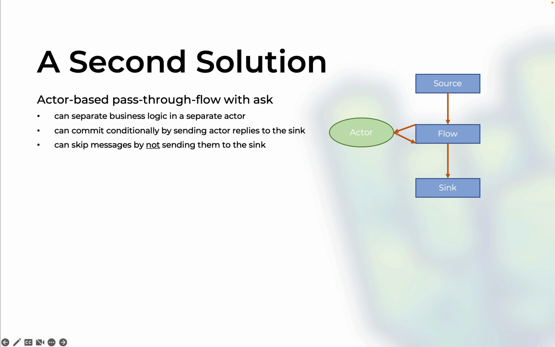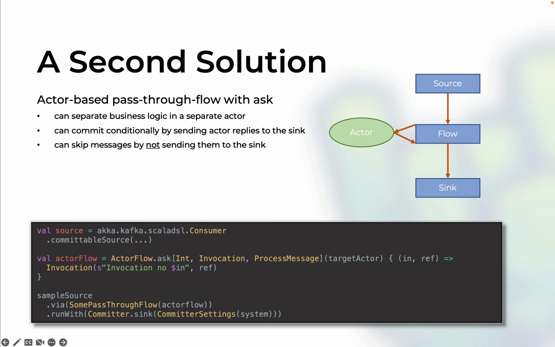Kafka commits itself. The code would look something like this, where the source and the sink would look very similar, but in between them we have an actor flow, which is an ask pattern. So we have an ActorFlow.ask, and we have our custom business logic inside as a future.